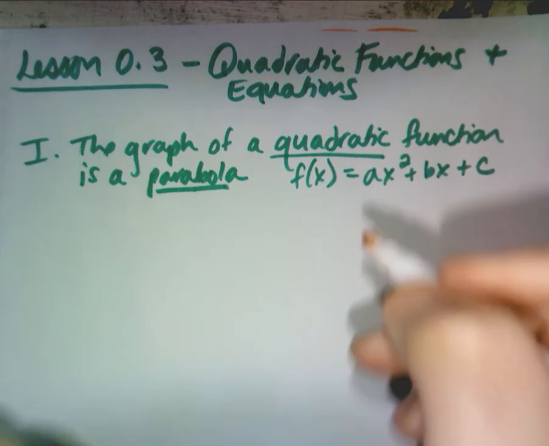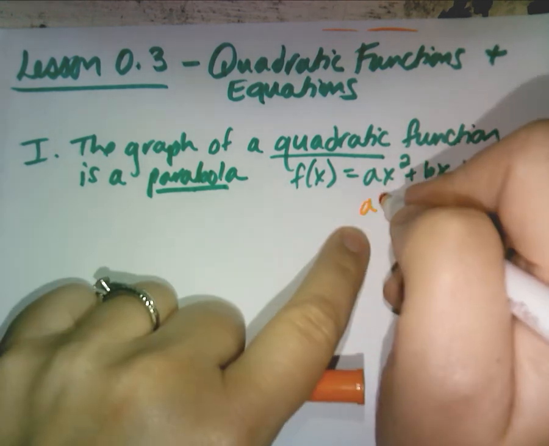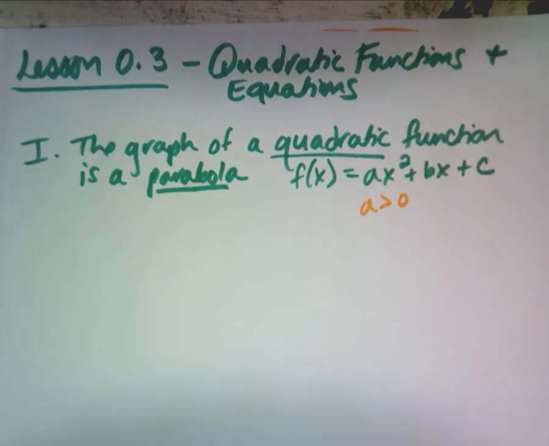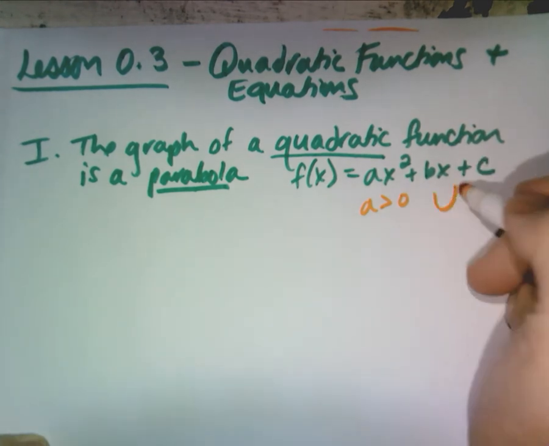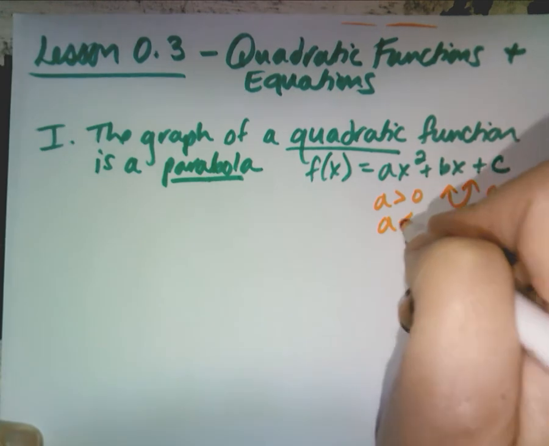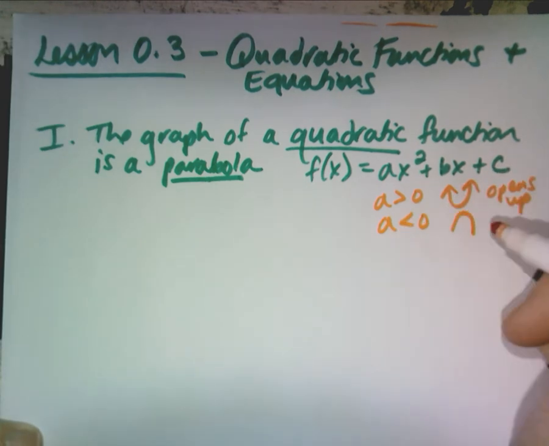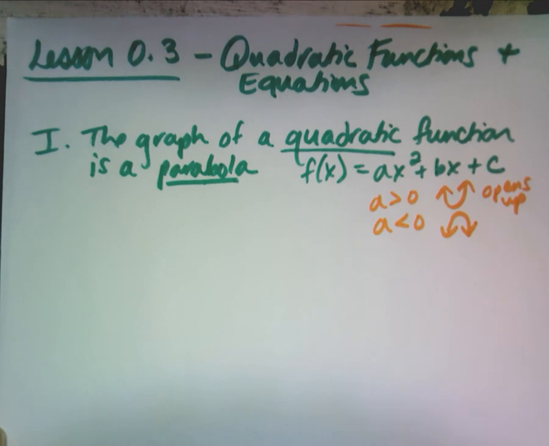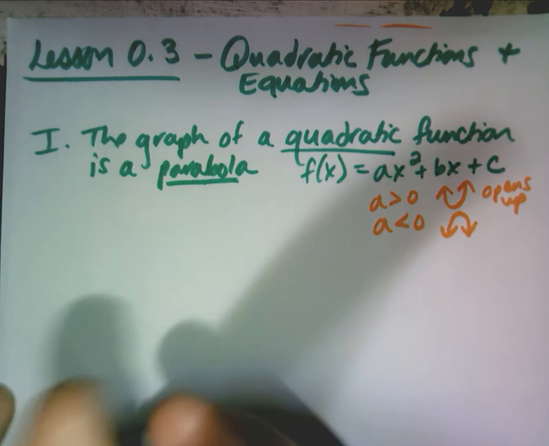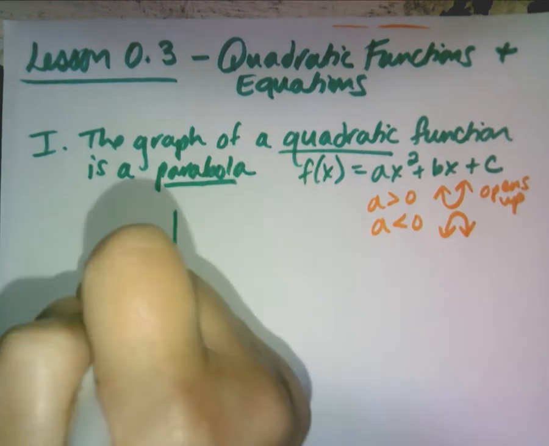If the a right here is bigger than 0, so if it's positive, you would open up. It would make a u. It would be happy. If a is less than 0, it opens down. It's downward. Makes sense. Easy stuff. So other parts of the parabola that you just need to know and recognize.